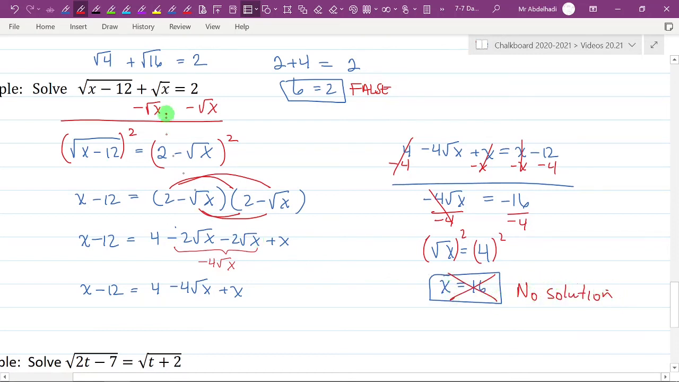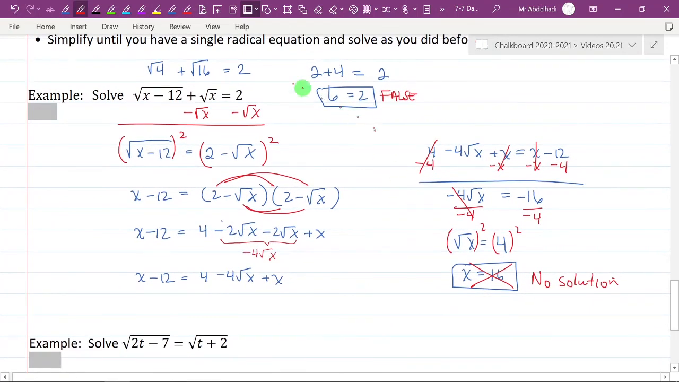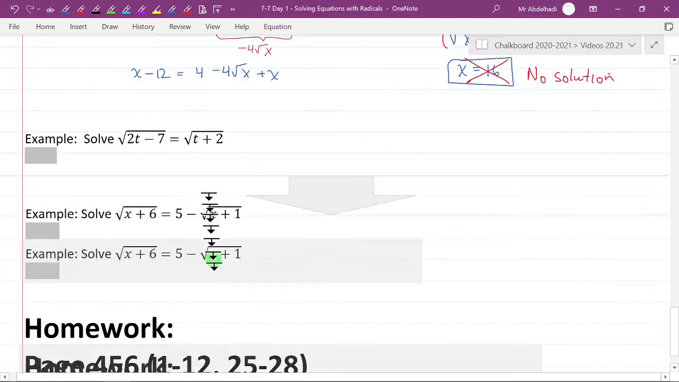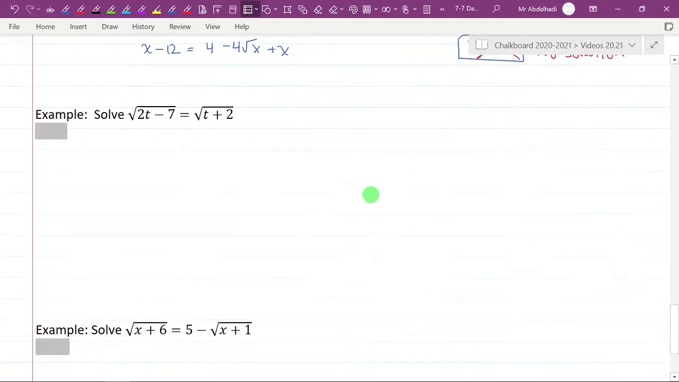There is no number that works for both of these. Because we thought it was 16, turns out it's not. So you have to check your answers all the time, all right? If you don't do the check, if you leave off the checking of the answer, you won't get full credit for the homework. All right, what about if you have two radicals, but there's no extra number?